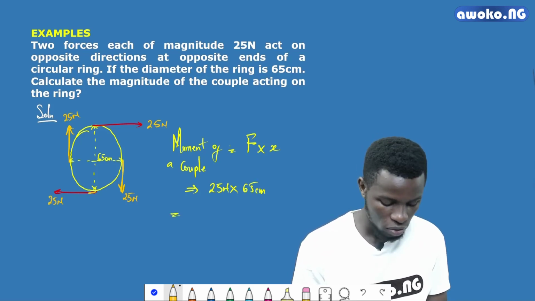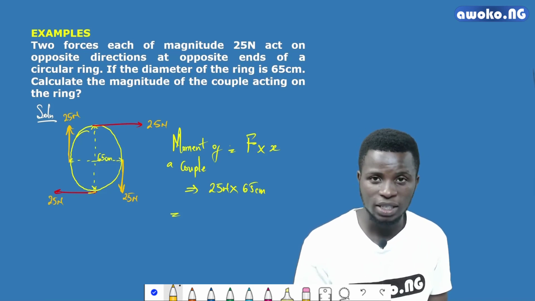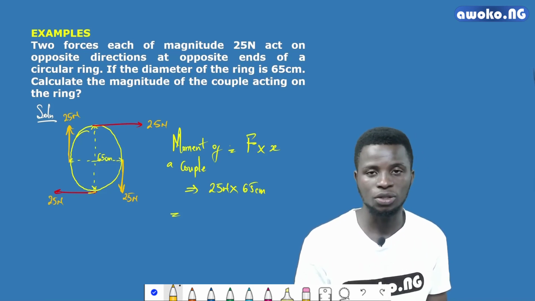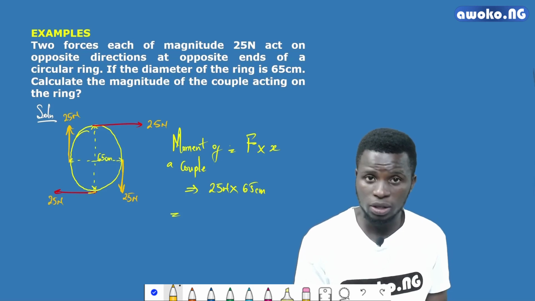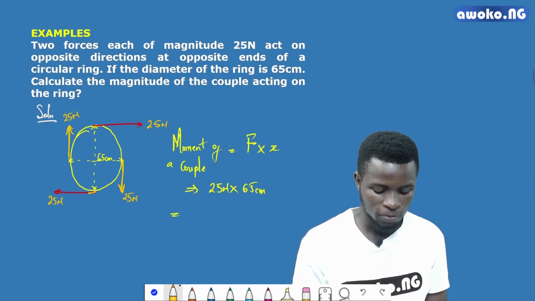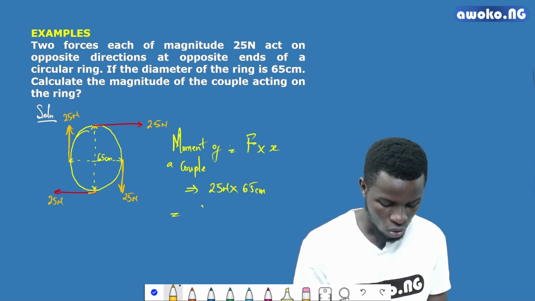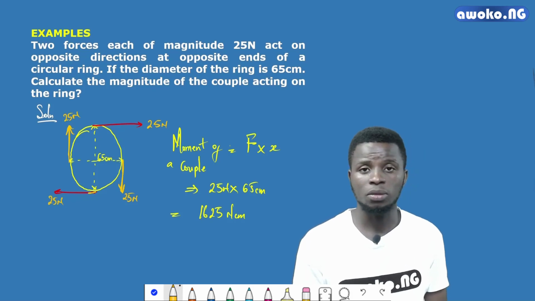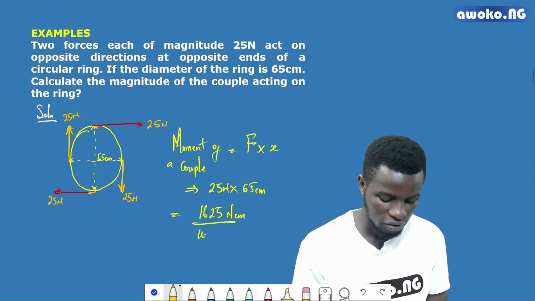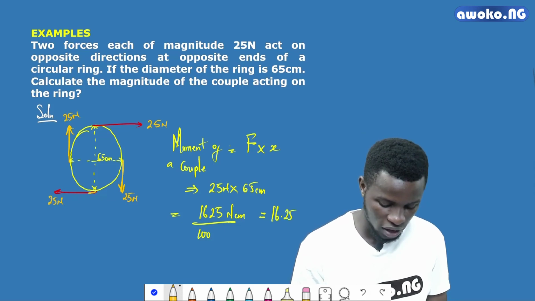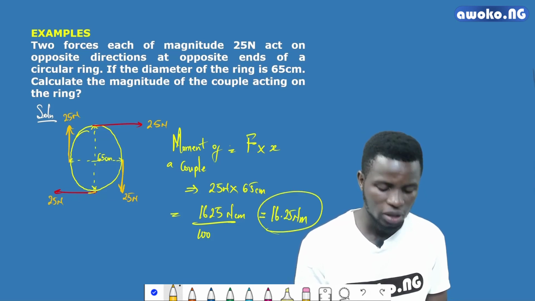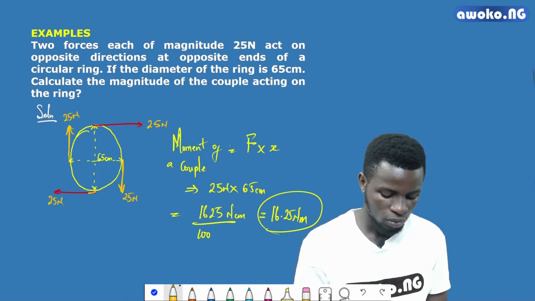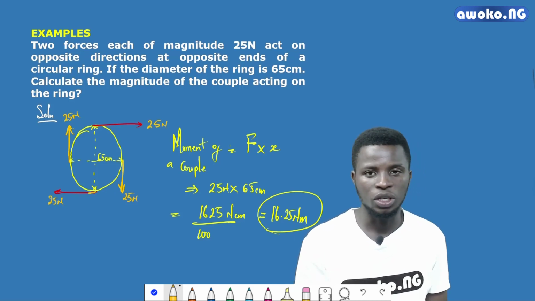Before we do this, we should convert centimeters to the standard unit, which is meters. But we can also do it this way. 25 times 65 will give us 1625 Newton centimeter. Because we have to convert centimeters to meters, we can divide this by 100 and it will give us 16.25 Newton meters. But it is advisable you just convert first before you begin your calculation.